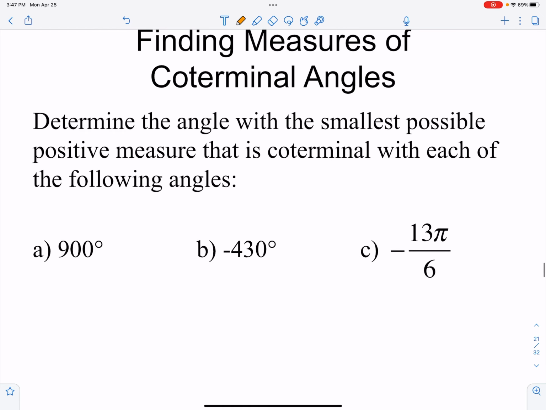Let's first just practice finding the smallest possible positive coterminal angle, right? Because every angle has infinitely many coterminal angles. You could think about just subtracting 360 degrees or 2 pi over and over and over again, but it can be helpful to find the smallest possible positive coterminal angle, the angle that would lie between 0 and 360 degrees, or 0 and 2 pi.